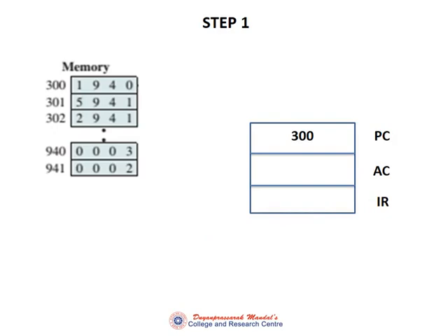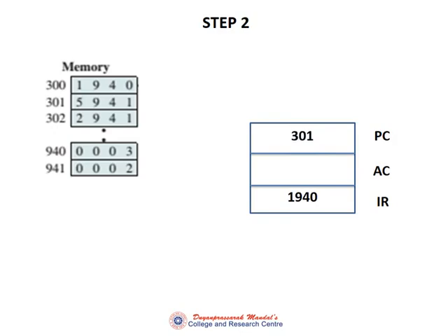So if we see here, the first step is, since the program counter has a value 300, that instruction will be fetched from memory at location 300 into the IR register. So it will fetch 1940 into the IR register. So this is the first step. Once the instruction is fetched, the next step is to increment the program counter. The counter which had value 300 will be incremented by 1, which will now be 301.